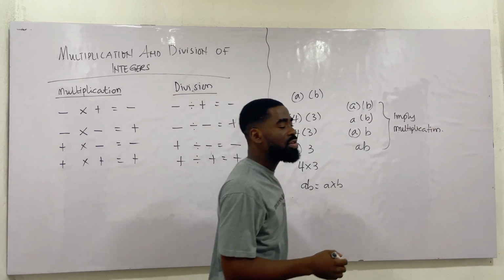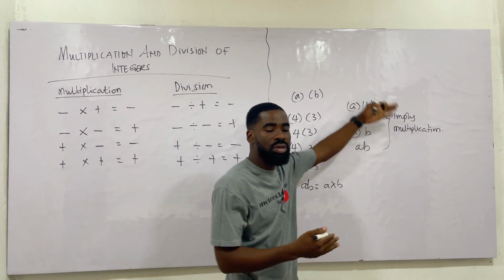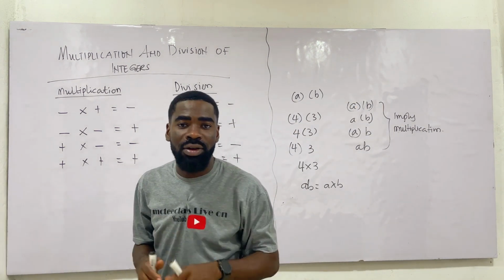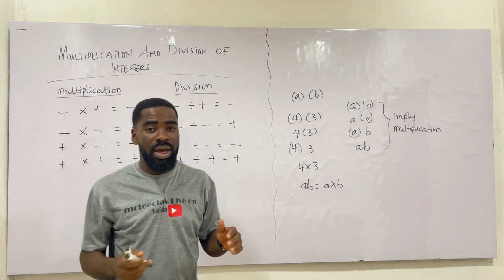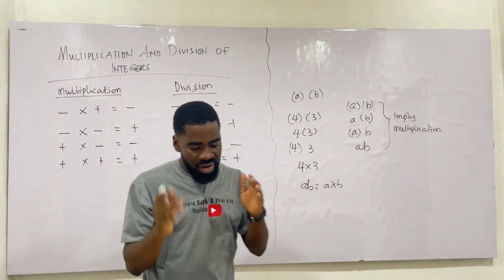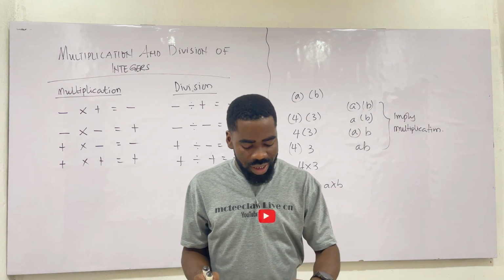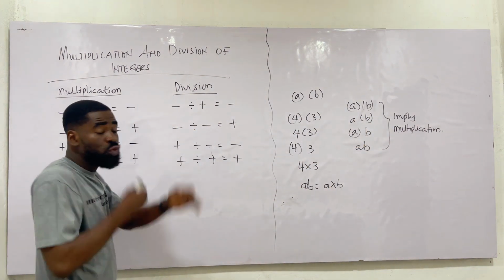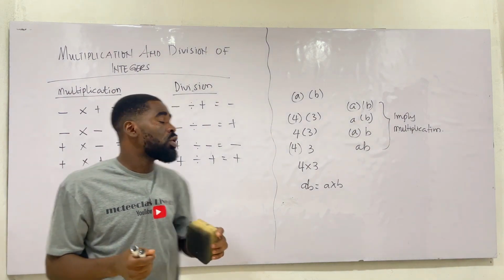So if you are working math and you see anything close like something of this sort, they all mean we are multiplying. Take note of that. I hope you get what I'm saying here. Very, very important. So with that, let's go into some workings and apply what we have said with the rules to see if we'll be able to do some multiplication.